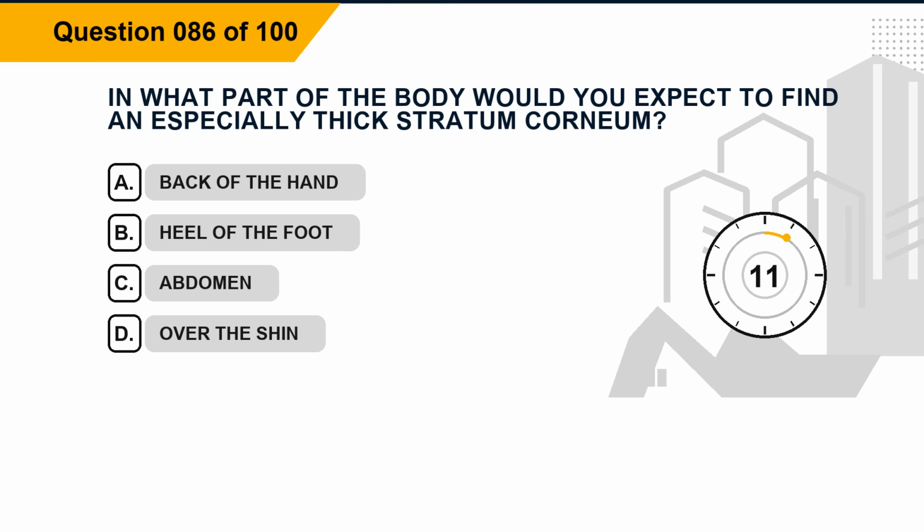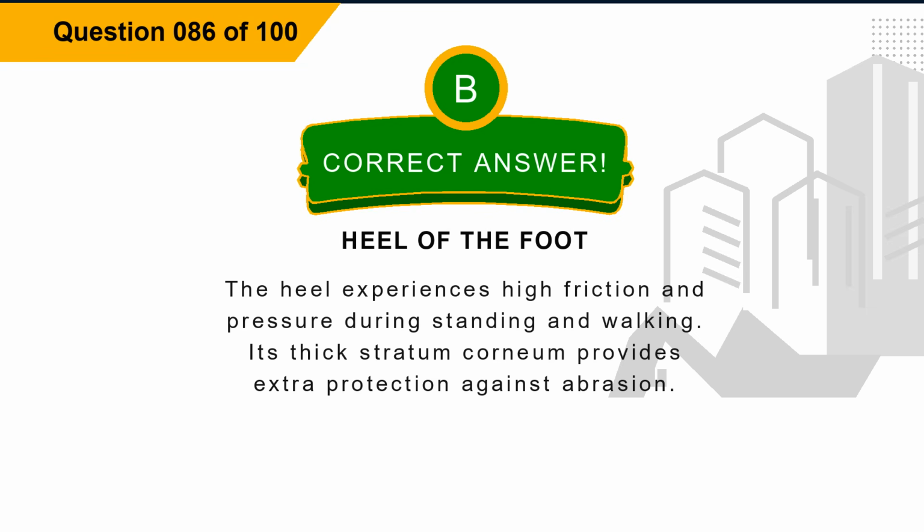Question 86. In what part of the body would you expect to find an especially thick stratum corneum? Option A, back of the hand. Option B, heel of the foot. Option C, abdomen. Option D, over the shin. The correct answer is option B, heel of the foot. Explanation. The heel experiences high friction and pressure during standing and walking. Its thick stratum corneum provides extra protection against abrasion.